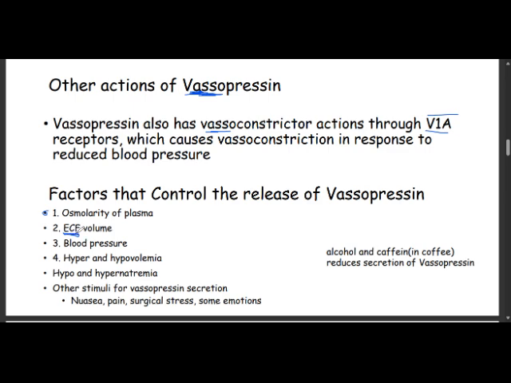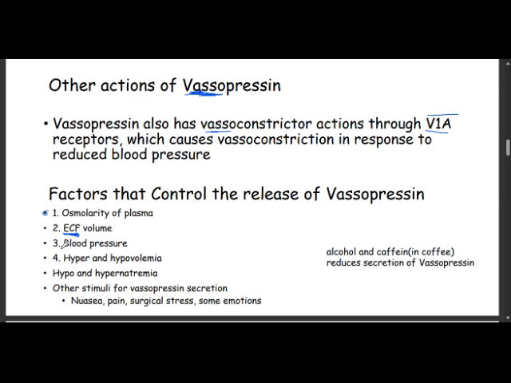If the blood volume is low, of course, you're going to want to increase it. How do you increase it? You add more water to it so that you can increase the volume. So, how do you add water? Secrete vasopressin that prevents the loss of water and increases the reabsorption of water. So, reabsorbing water will cause the ECF volume to go back to normal.